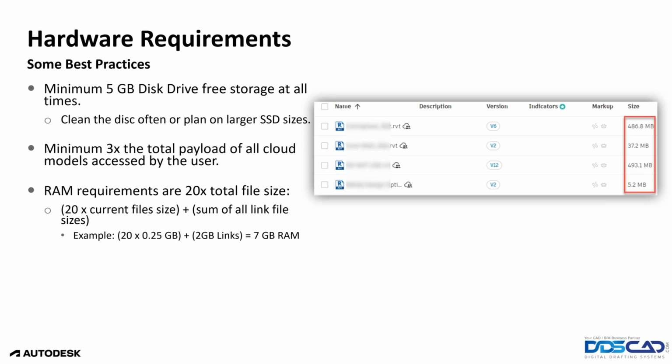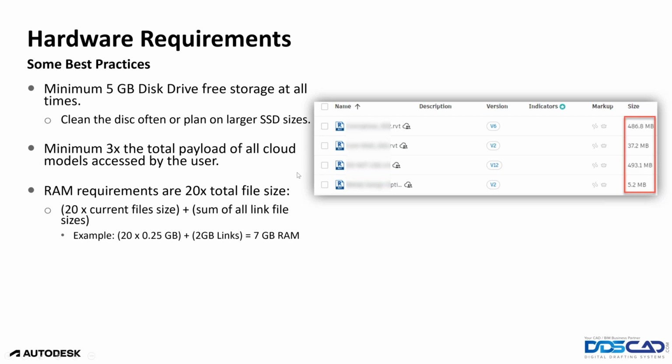Remember, every time you open one of these models, it has to open the whole model and store it locally in your cache. It has those latest changes stored in that packed cache as well. So you always want to keep at least 5 gigabytes free, and then a minimum of 3 times the total payload or size of that cloud model accessed by the user. Because again, it's just one of those limiting factors that is going to cause you a headache at some point.